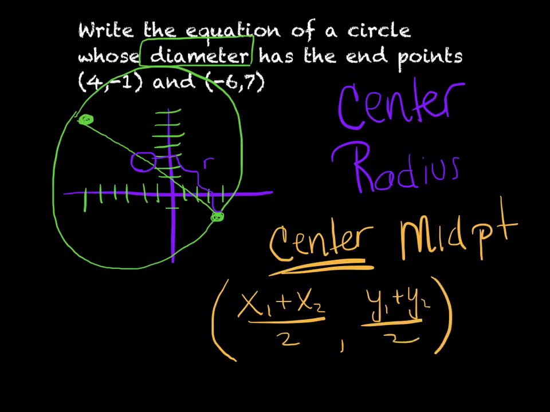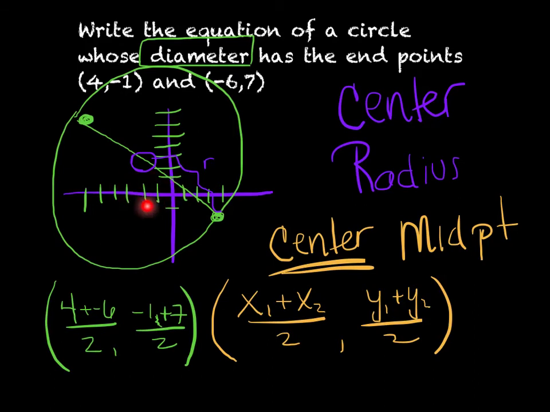So basically we'll take our x values, add them together and divide by 2. So 4 plus negative 6 divided by 2. And then we'll take our y values, negative 1 plus 7 divided by 2. And this will tell us our center. And hopefully, you can kind of guesstimate, it looks like it should be at negative 1 or negative 2. And let's see if we can verify that.